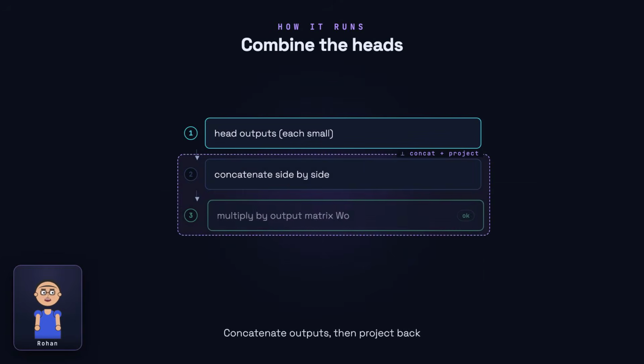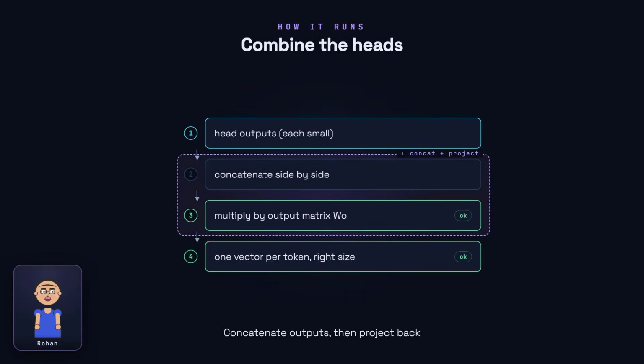So how do the specialists pool their notes? Each head outputs a smaller vector per token. We lay those outputs side by side, concatenating them into one long vector. Then a single learned matrix called the output projection mixes them back down to the original size. That final matrix lets the model decide how to weigh what each head found. The result is one vector per token, ready for the next layer.